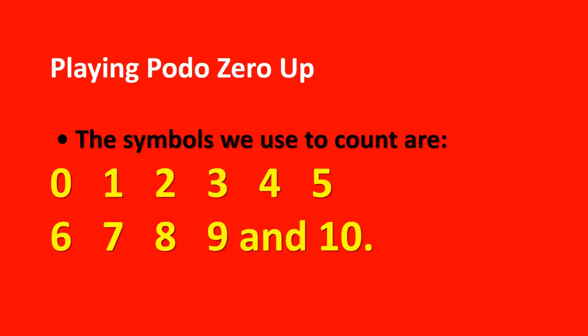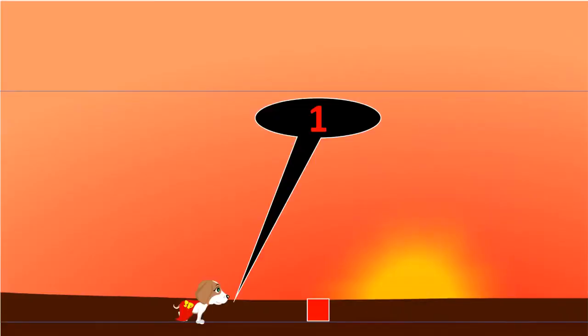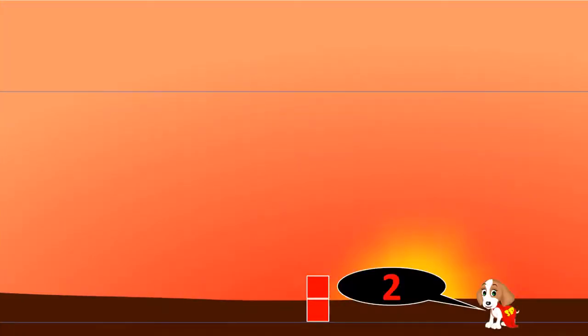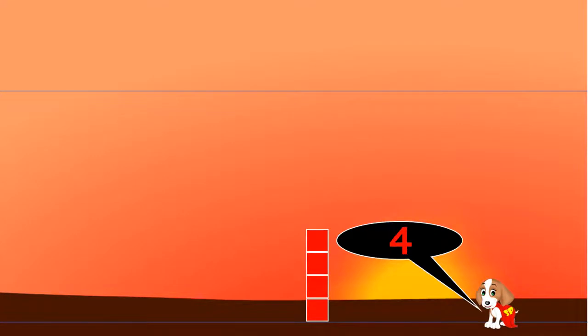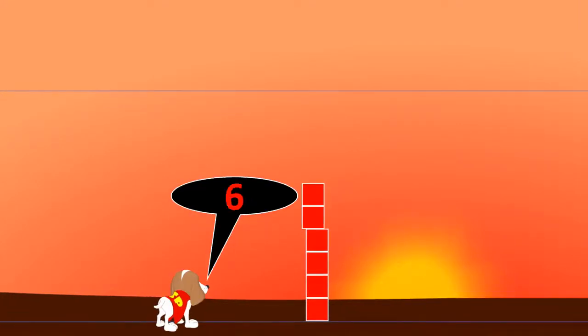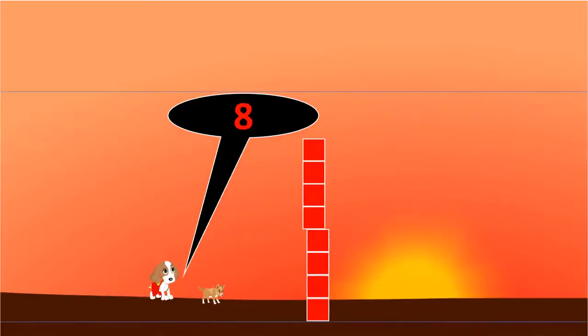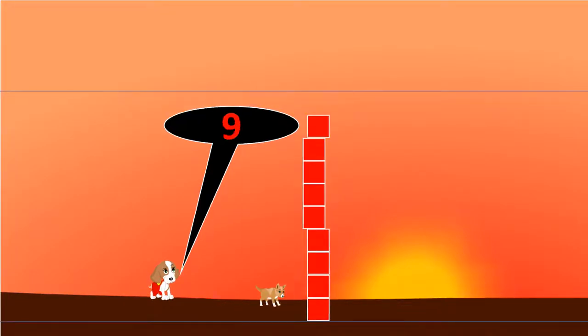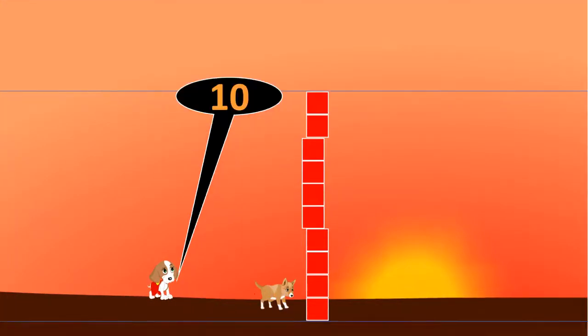So playing Podo 0 up, the symbols we use to count. Last time we had the words, this time it's the symbols. 0, 1, 2, 3, 4, 5, 6, 7, 8, 9, and 10.